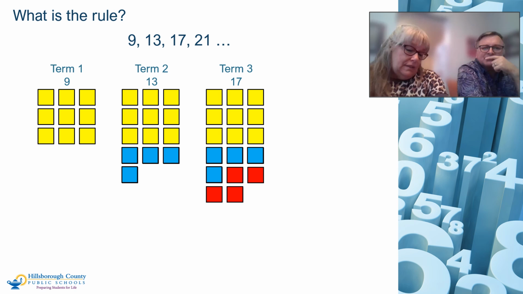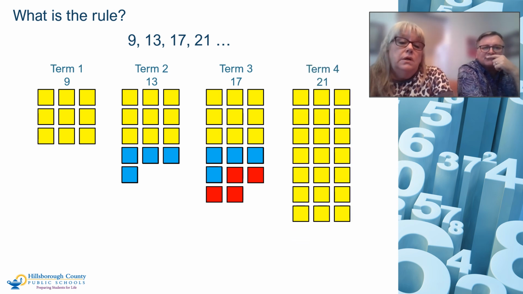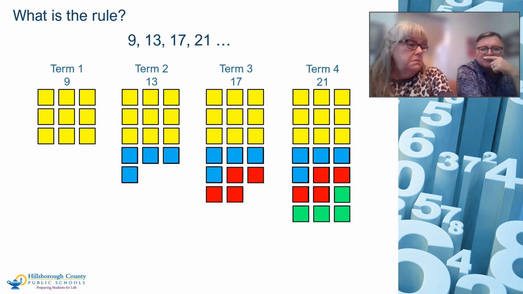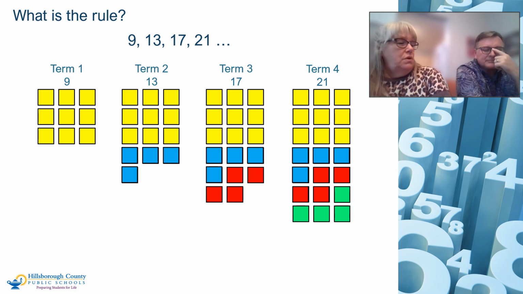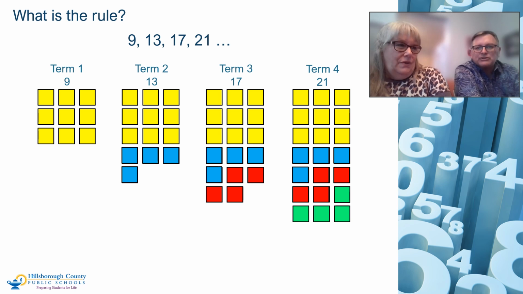So I'm starting to see a pattern. I'm wondering if that pattern is going to continue in term 4. So here I have term 4. Do I have groups of 4? Every time I'm adding 4 more to the next number in the pattern. So what do you think my rule would be? You're adding 4 to generate the next number in the pattern. So the rule is adding 4.